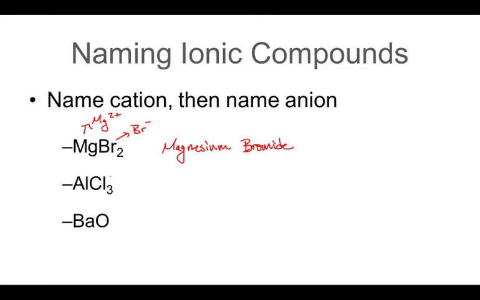Magnesium bromide. Okay, and then now we have aluminum. Okay, so Al is just aluminum, because it's the cation, right? Aluminum is in the 3A column, so it forms a cation. This is aluminum 3+, and this is our anion, Cl-, so it becomes aluminum chloride.